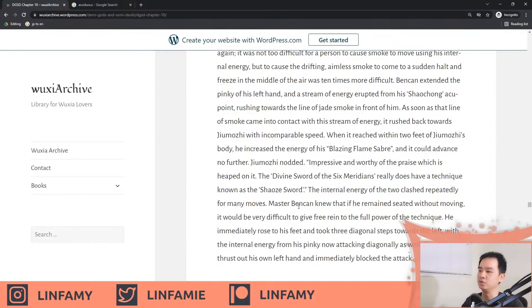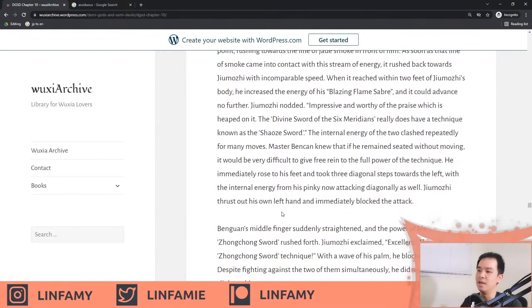The internal energy of the two clashed repeatedly for many moves. Master Bunsan knew that if he remained seated without moving, it would be very difficult to give free rein to the full power of the technique. He immediately rose to his feet and took 3 diagonal steps towards the left, with the internal energy from his pinky now attacking diagonally as well. Jiumozi thrust out his own left hand and immediately blocked the attack.